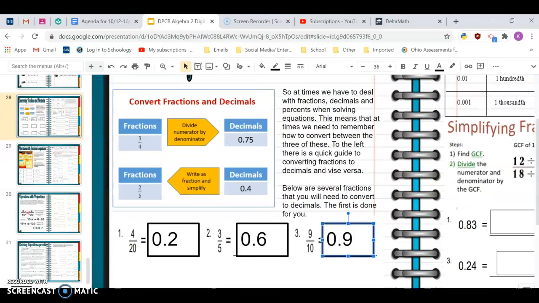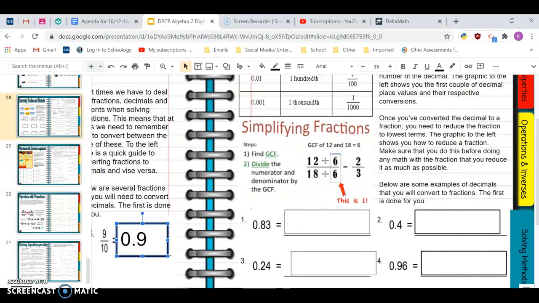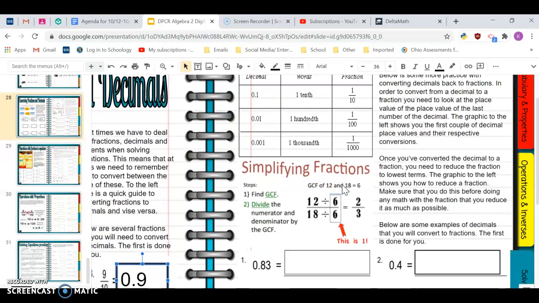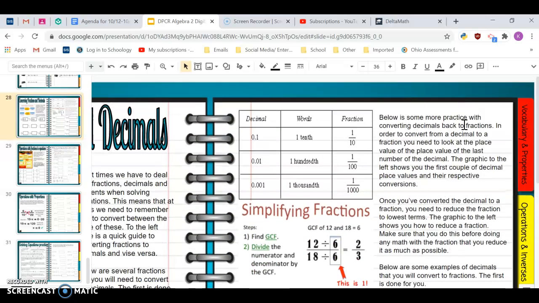Now, taking a look at our practice on the right, below are some more practice problems, but we are going to be turning decimals back into fractions. In order for you to convert a decimal into a fraction, you need to look at the place value of the last number in the decimal. The graphic to the left shows us a quick guide of how to do this.